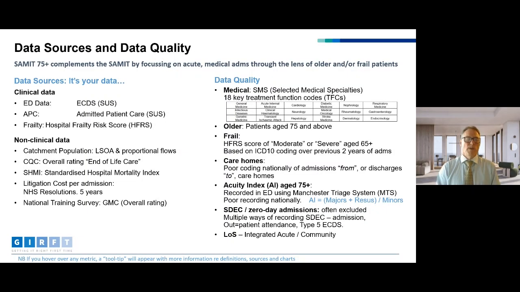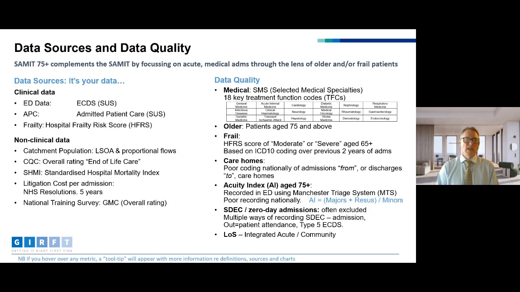The line at the top is saying the relationship between the SAMIT and the SAMIT 75, in so much that we are focusing on those acute medical admissions, similar to what the SAMIT does, but the SAMIT does it for adults, whereas the SAMIT 75 is looking through the lens of older and/or frail patients. So in terms of the sources, as I said, it's your data.